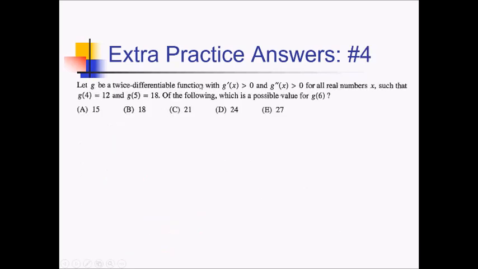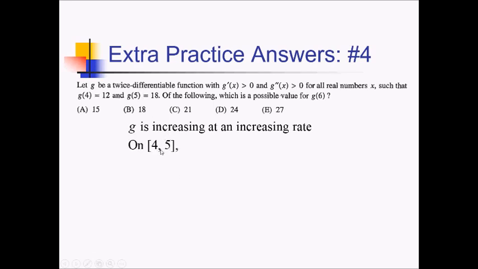On this problem, g is a twice differentiable function such that g prime is greater than 0 and g double prime is also positive. And we're told that g of 4 is 12, g of 5 is 18. So which is a possible value for g of 6? The key here is g prime is positive, so we know we're increasing. G double prime being positive means that we're increasing the rate of increase. So, to sum it up, we are increasing at an increasing rate. So we should end up with a number for g of 6 that is higher than we started with, and higher by more than g of 5 was higher than g of 4.